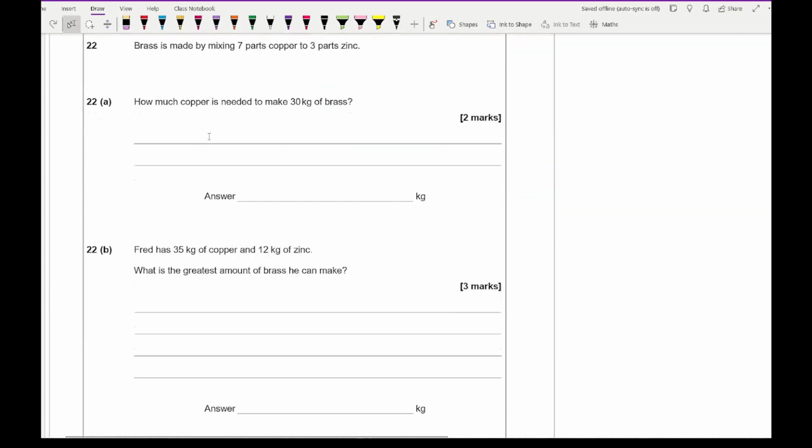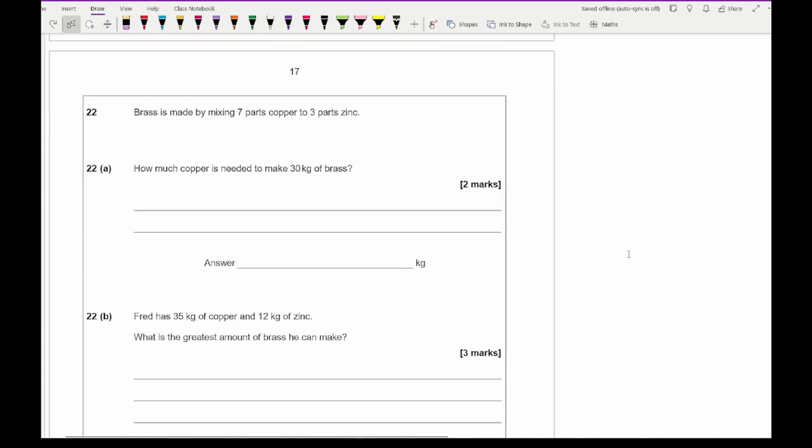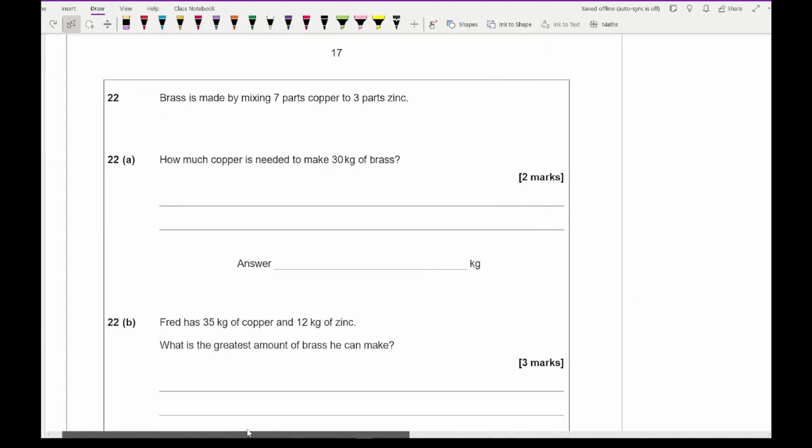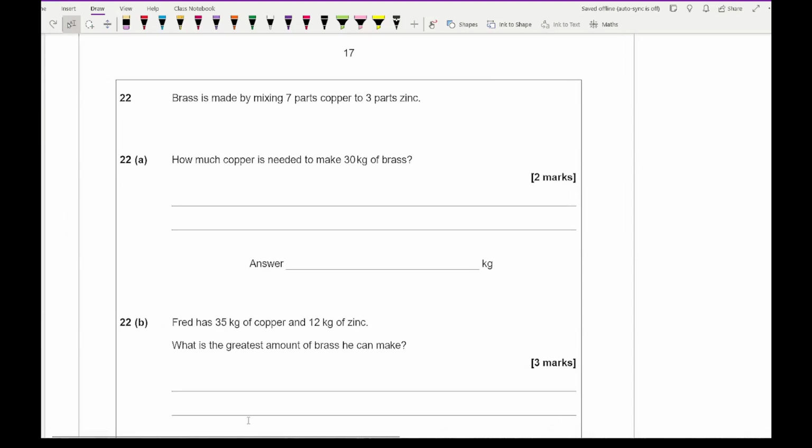Then moving on to question 22, it says brass is made by mixing 7 parts of copper to 3 parts of zinc. How much copper is needed to make 30 kilograms of brass? So for this, we've got a ratio of 7 to 3 copper to zinc, and we want a total of 30. So if I do 30 divided by 10 parts, which is 3, and copper is 7 parts, so 7 parts equals 3 times 7, which is 21.